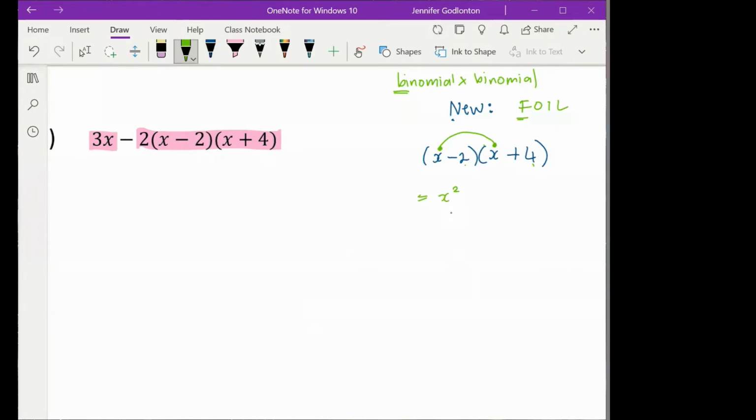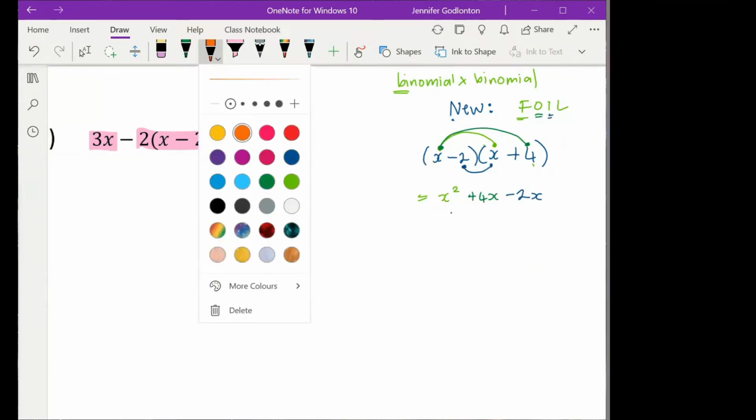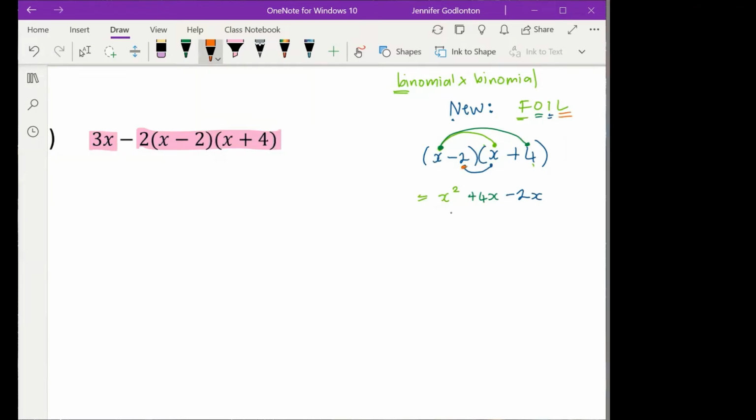Then we take our O for outer. So x times 4. X times 4 is 4x. Then we take negative 2 times x, that's inner, they are inside terms. Negative 2 times x is negative 2x. And L for last is negative 2 times positive 4, which is negative 8. Okay, and then from there, what you're going to want to do is simplify your like terms.